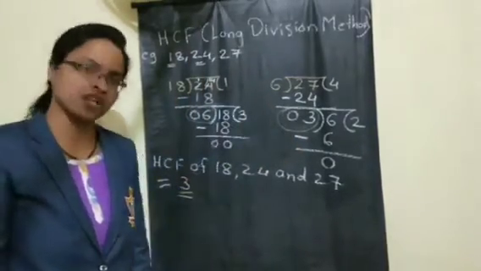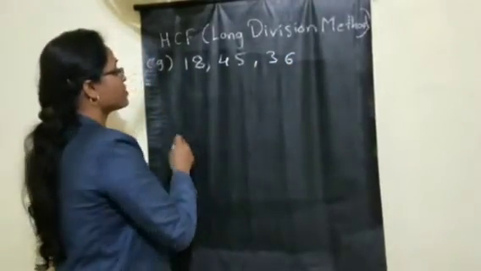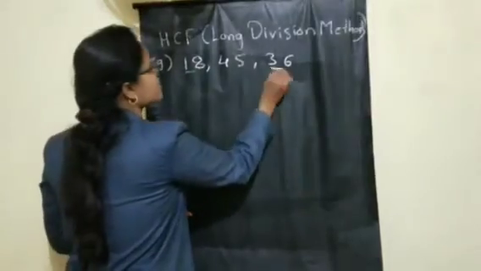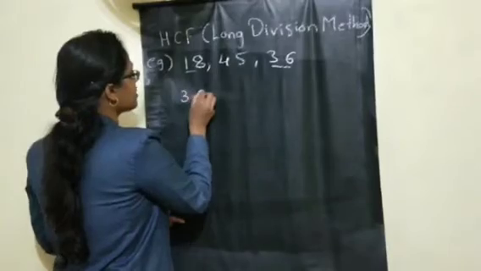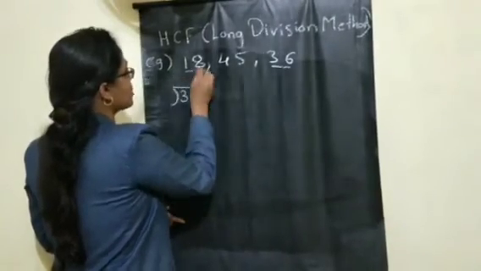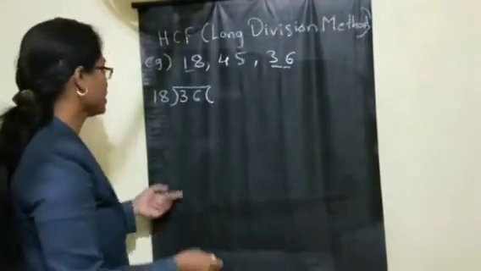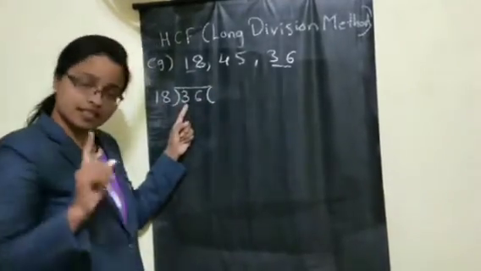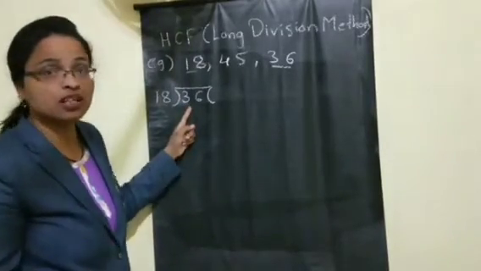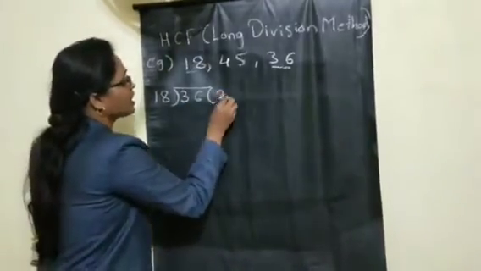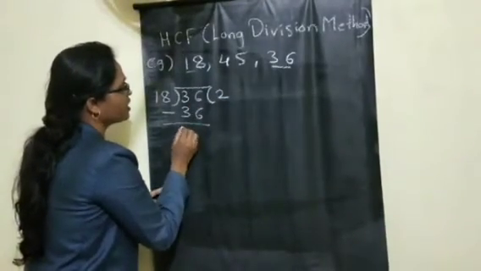Next, 18, 45, 36. Again the same method, children. First we have to select the 2 smaller numbers. So 18 and 36 are the smaller numbers. Take 36, the bigger one, as the dividend and the smaller as the divisor. Now let us do our division. Is 36 present in the 18 table? Yes. 18 times 2 is 36. Now children, we got 0 here.